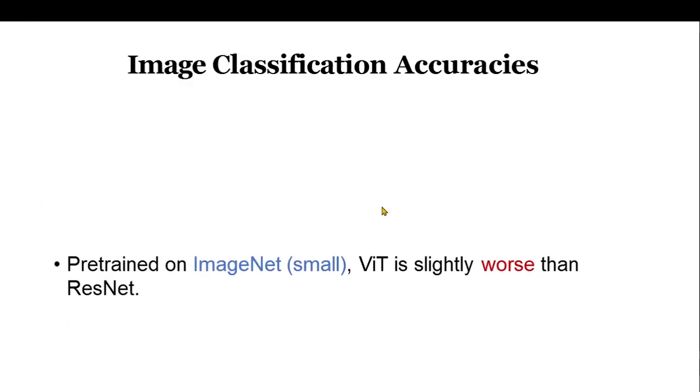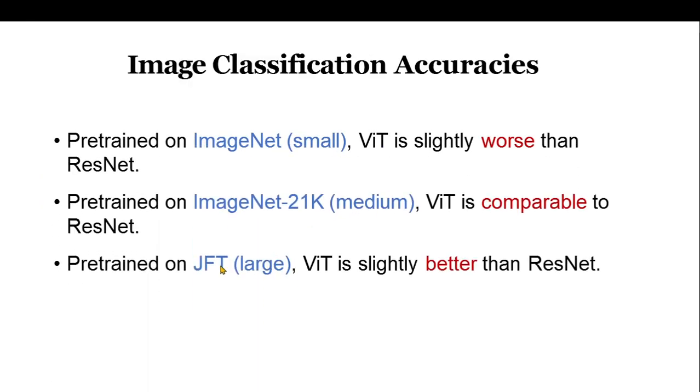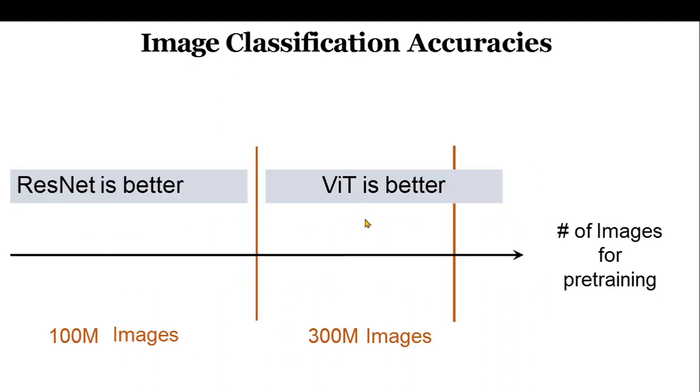For JFT, ViT is slightly better than ResNet. ResNet is the industry standard as of now. For the medium kind, it's comparable, and for small, ViT is slightly worse than ResNet. So the only point here is ViT needs a lot of data to train better than the current industry standard. If you have less than 100 million images, then ResNet is better. If you have above 300 million images, then ViT is better.